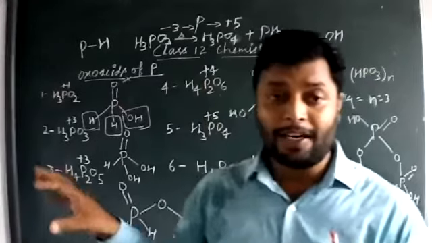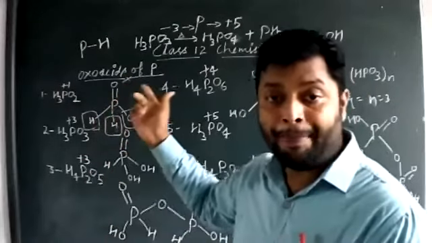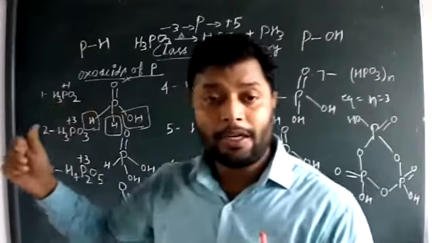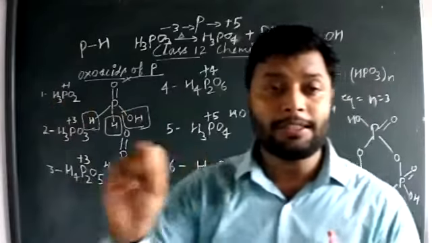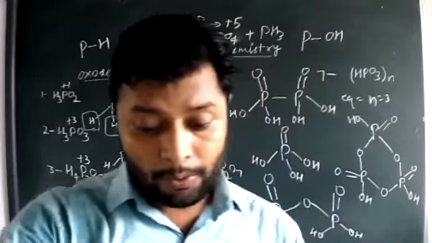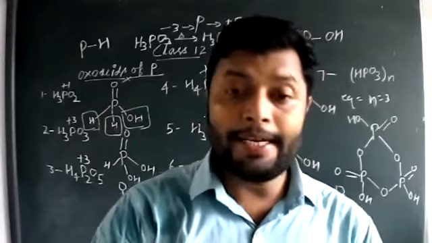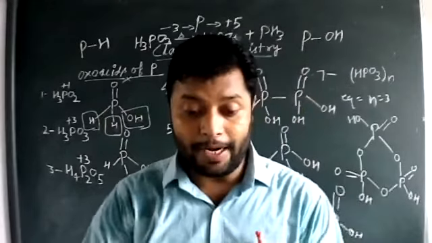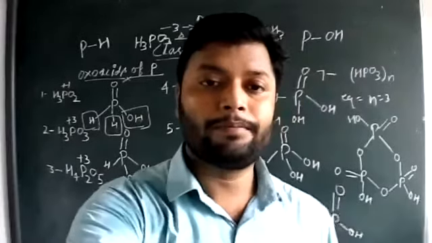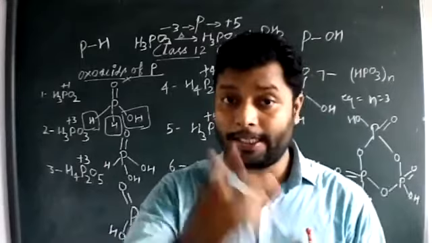So this table is all about the tendency to show reducing nature, basicity, acidic nature, geometries, and disproportionation tendency of the intermediate element. This is all about it. Now we can start the next group, group 16 elements, the oxygen family. So let's discuss that.